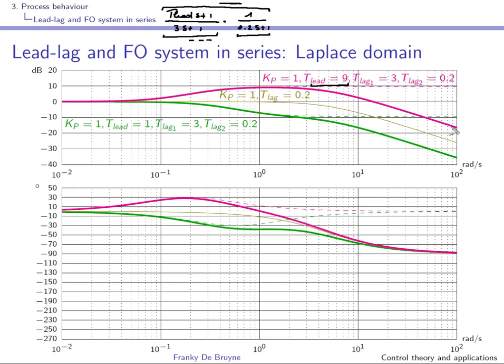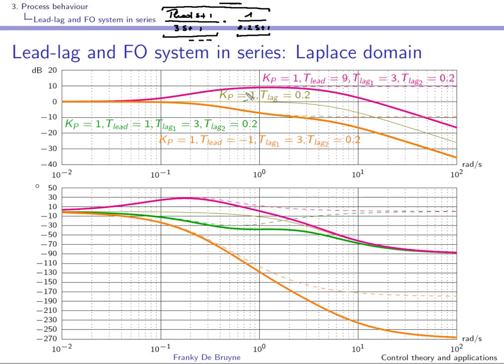And again, at the high frequencies, because of this relative degree 1, we have a slope of minus 20 dBs per decade in the high frequencies. And if you combine the two responses, that of the lead lag in dashed and that of the first order system, you obtain here the overall phase shift for this system with 2 lag time constants and 1 lead time constant in the case where t lead is equal to 9 seconds.